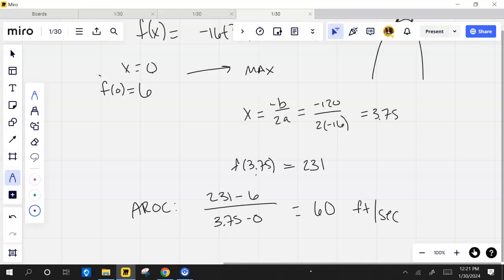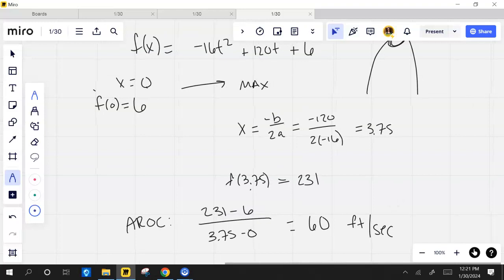Lisa, could you have this on a test? If you put it on the calculator, plugged it back into the original equation, so negative 16 times 3.75 squared plus 120 times 3.75. No, I think we're going to save that for tomorrow.